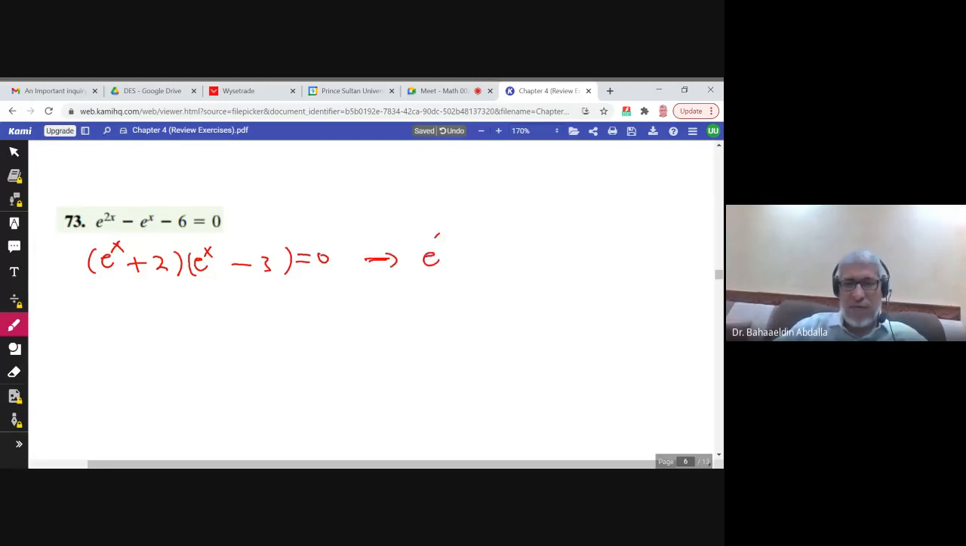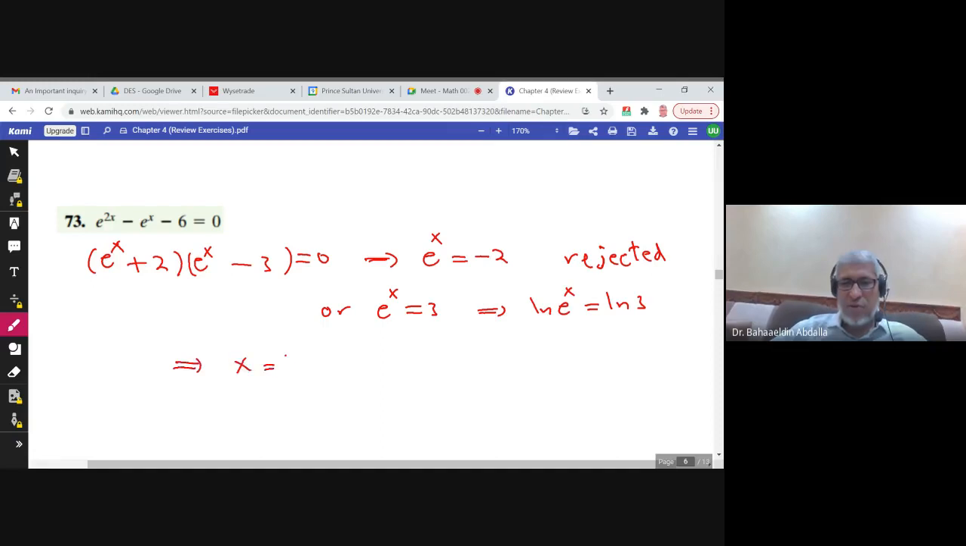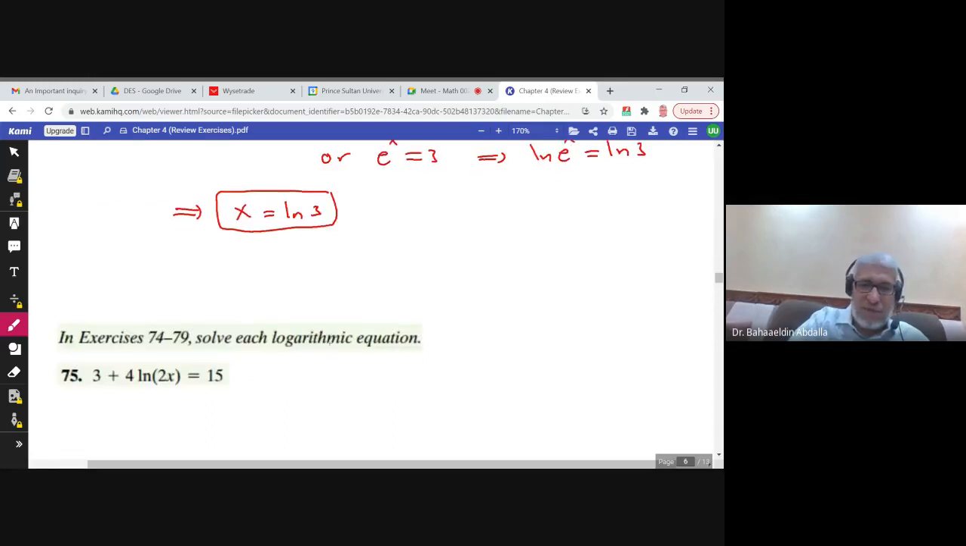So I have two solutions. Either e to the power x is -2, and this solution is rejected or impossible, because the exponential function cannot be negative. So this answer is not accepted, rejected. Or e to the x equals 3, that's a possible answer. To solve for x, I apply ln to both sides. ln cancels e, and the only solution would be x equals ln 3.